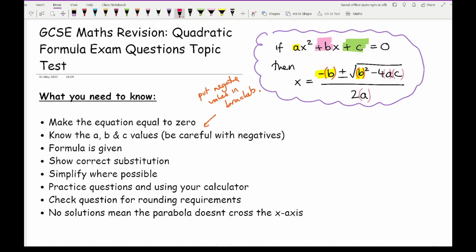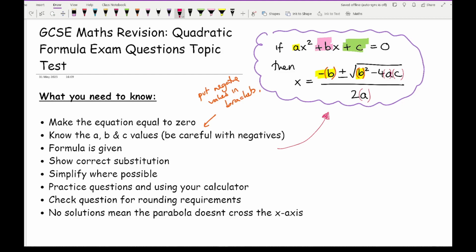Now again, the formula is given to you in the exam paper, but it's not going to be given next to the question. It will usually be given on the insert or the inside cover of your exam paper, but it is given to you, so you don't need to remember it. Personally, with enough practice that you do in classes and for revision, it'll be a formula that looks more complicated, but you will actually learn to remember it.